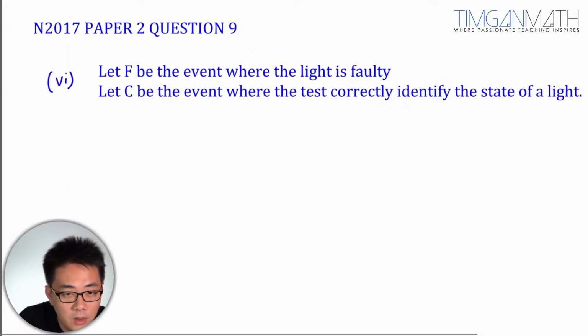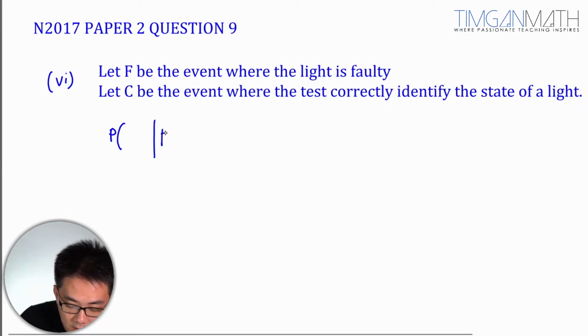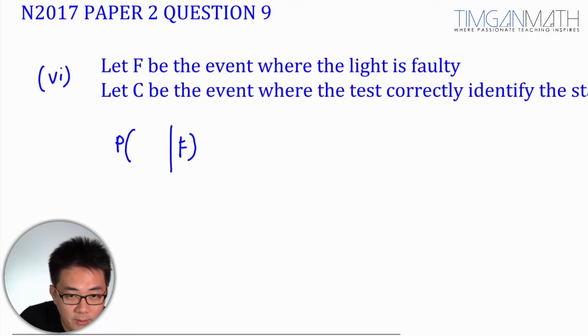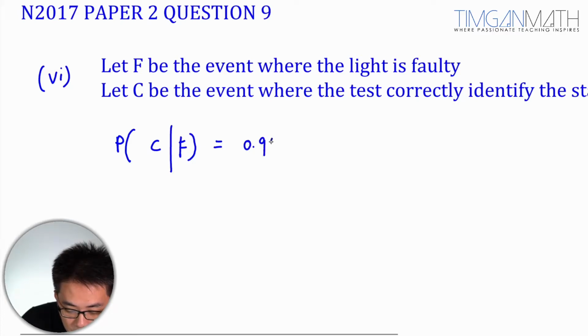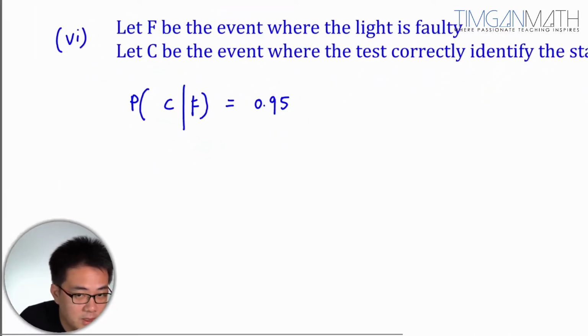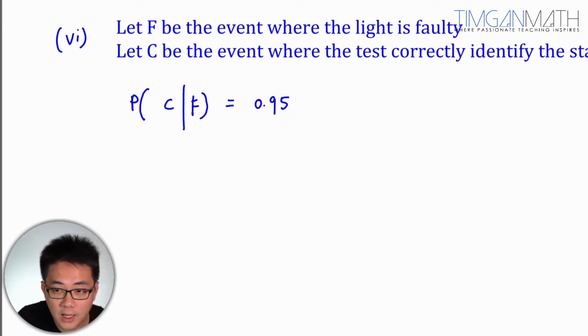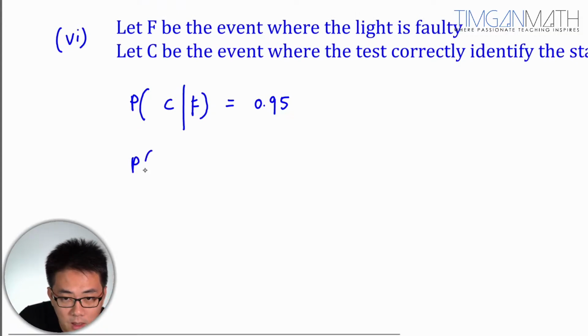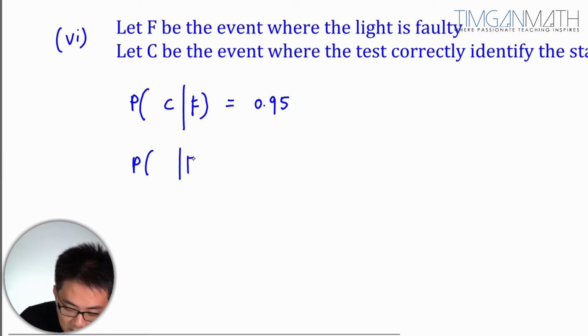In this case, you're told that the light is faulty. Given that it's faulty, there's a 95% chance that the quick test will identify it correctly. So this is 0.95. Then there's a 6% chance that the quick test will incorrectly identify the light as faulty if the light is not faulty. So if the light is not faulty, there's a 6% chance. Okay, great. So this is how you do it.